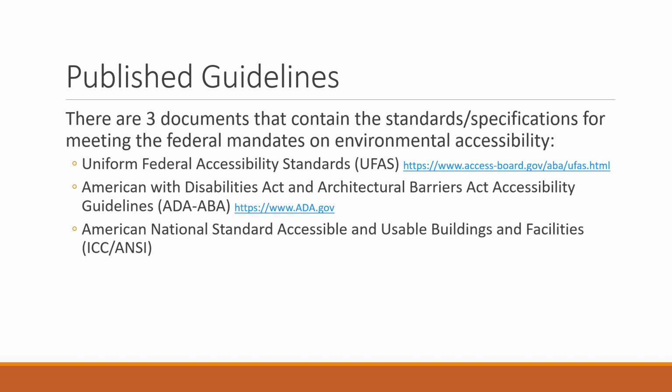Act. The second one is the American National Standard Accessible and Usable Buildings and Facilities. It is a nationally recognized standard of technical requirements of making buildings accessible. I will say that this document is something that you have to purchase and is really used for reference purposes.